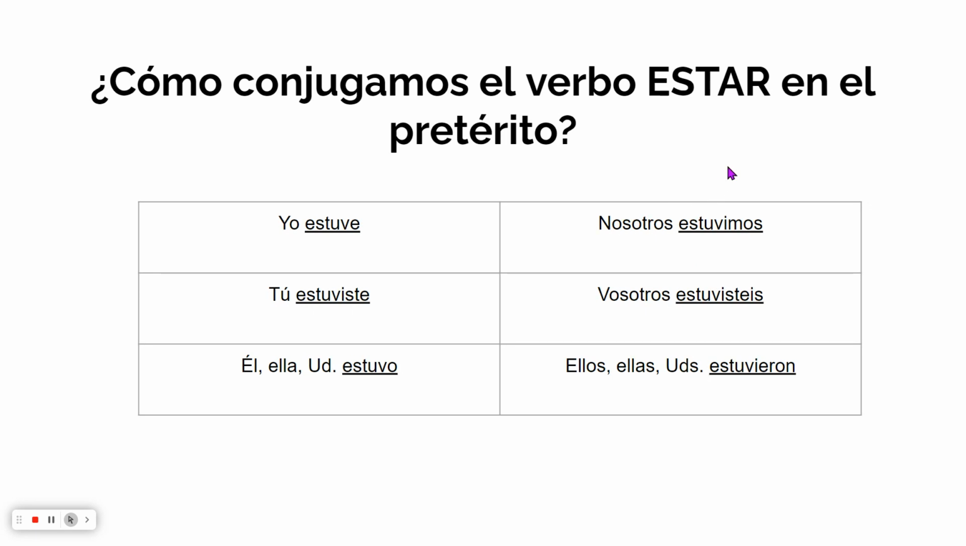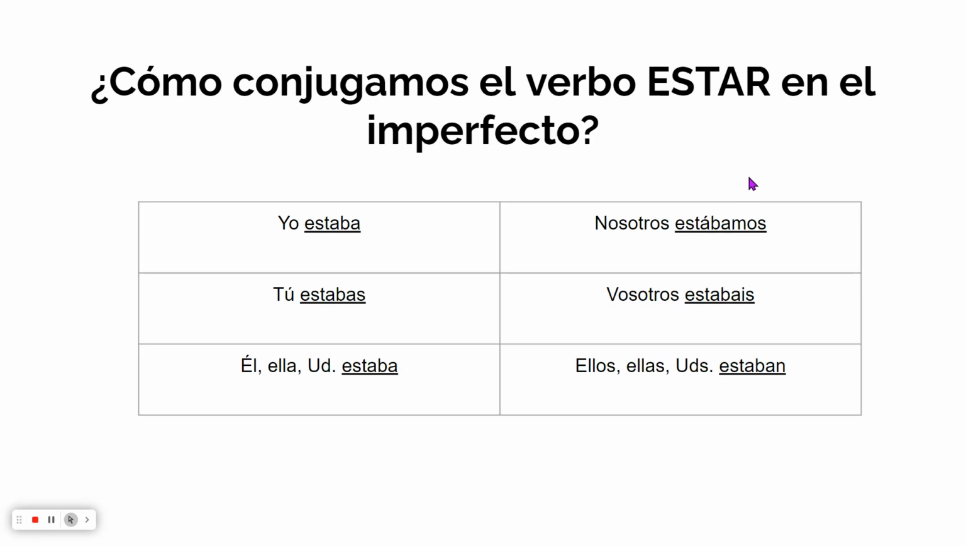Estar en el pretérito. Yo estuve, tú estuviste, él, ella, usted estuvo, nosotros estuvimos, vosotros estuvisteis, and ellos, ellas, or ustedes estuvieron. And finally, en el imperfecto. Yo estaba, tú estabas, él, ella, or usted estaba, nosotros estábamos, vosotros estabais, ellos, ellas, or ustedes estaban.